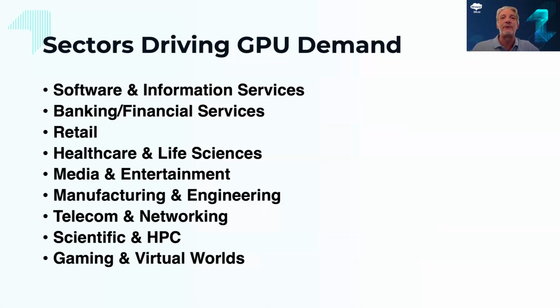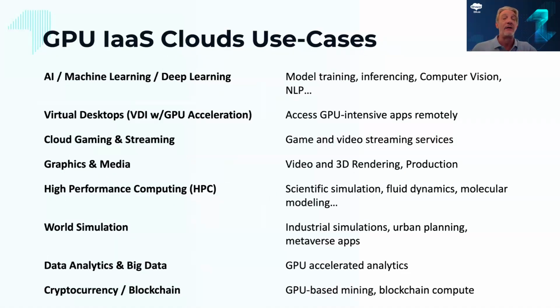Sectors driving GPU demand: this demand is coming from multiple different industries, from financial services and healthcare to media, manufacturing, and telecom. That means GPU as a service isn't a niche play. It's becoming real mainstream. As you can see, different sectors are using artificial intelligence for different use cases. So next, let me explain a little bit about the use cases these sectors are using.